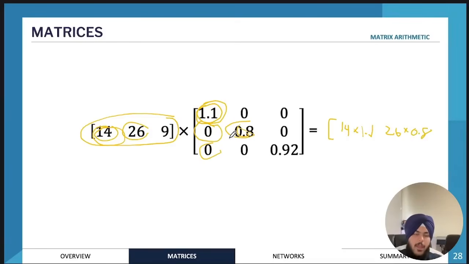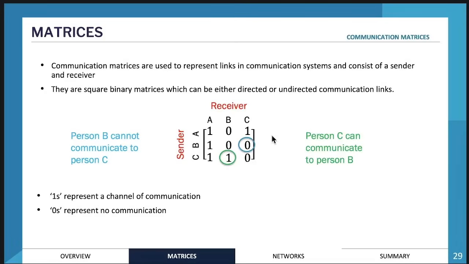So most of the time, students can get what the scalar is going to be, but they don't actually know how to set up the permutation matrix. So that's the important skill that we're going over right now. And same for the third one. So if we were to do the third step of the matrix multiplication, 14 times 0, 26 times 0, plus 9 times 0.92. So only multiplying 9 by 0.92. So it's a very smart way of doing it, but I would recommend using trial and error on your CAS to work it out.